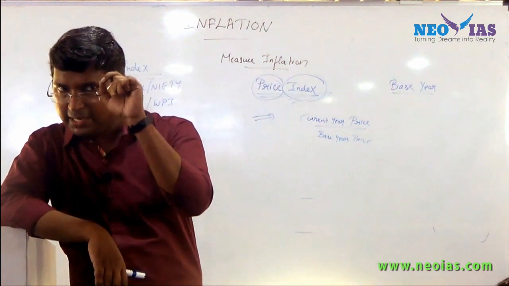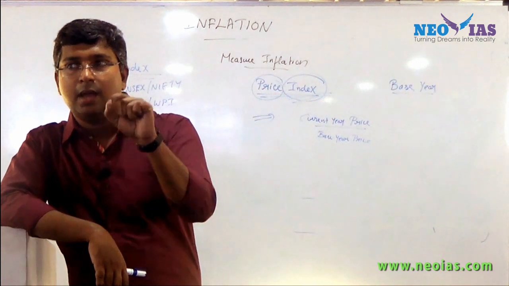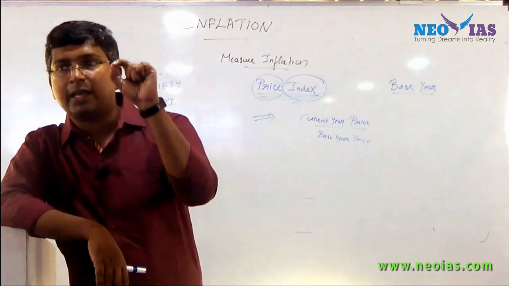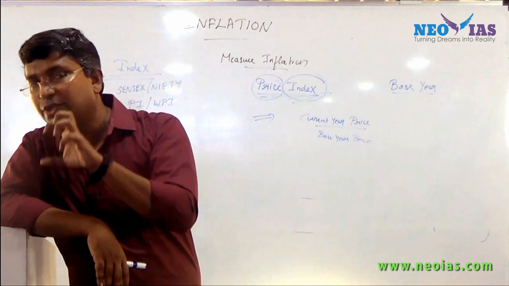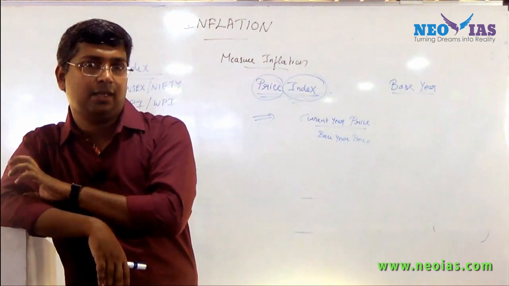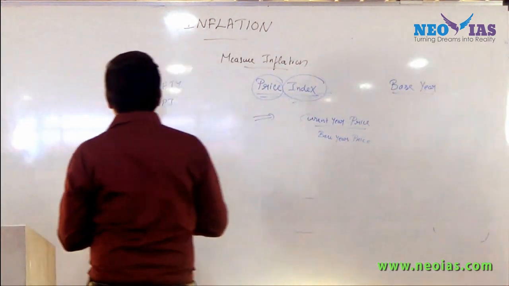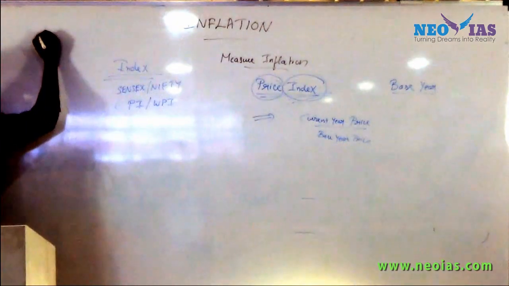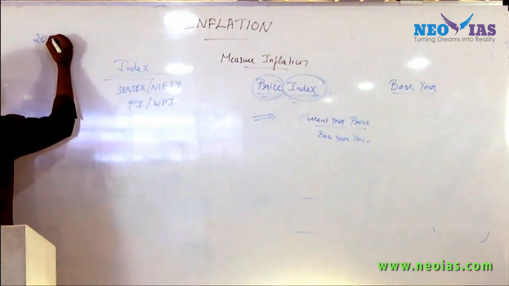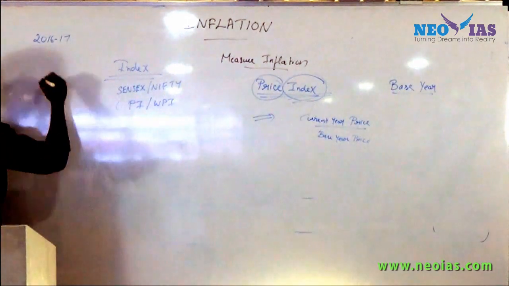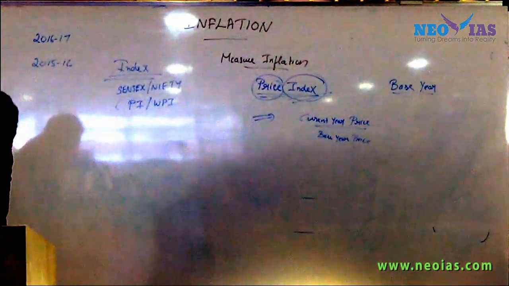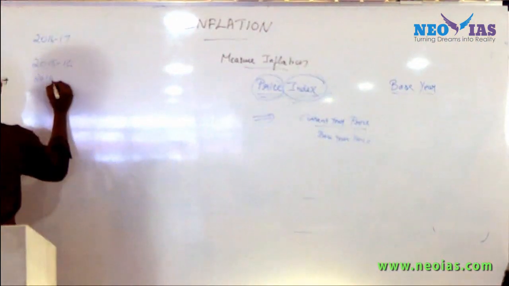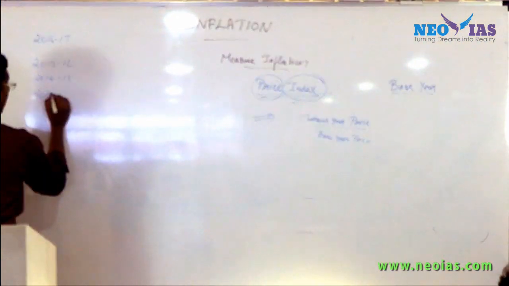So I'm again and again repeating this word. Price index can be calculated by using the base year price. Now take this case: the present year is 2016-17, it's not complete, so we can take 2015-16. We can create this price index for 2015-16, then 14-15, 2013-14.